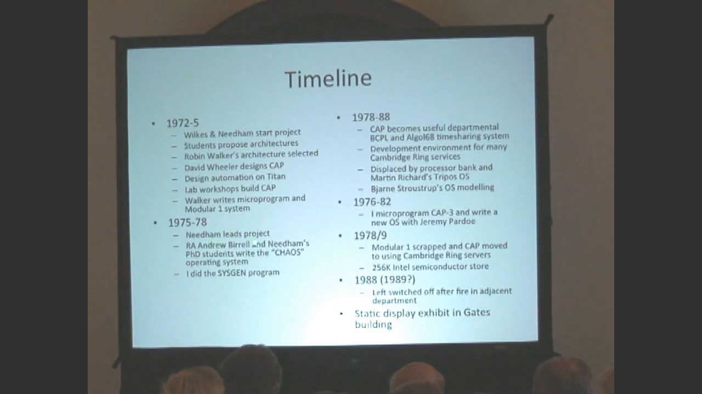Most of the Cambridge students went on to fine careers. It was a good project. And a whole batch wrote a capability handling operating system called Chaos. And I did the SysGen program. By the time the system was running in about 78, it became a departmental machine.